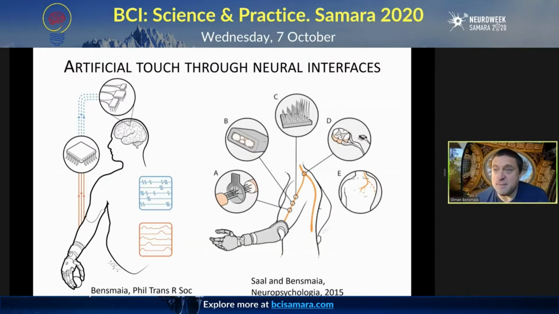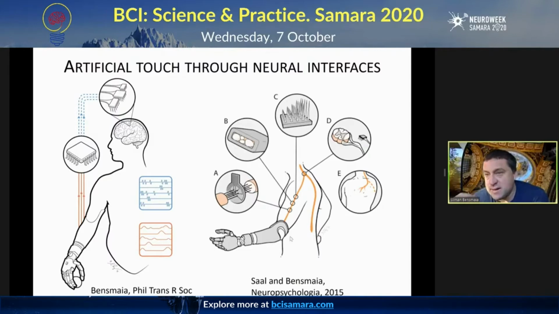But I'm going to talk now a bit about how to restore touch in amputees, and the reason why is because that work is more advanced than its cortical counterpart, and therefore can serve as a roadmap of what we expect to find on the brain-machine interface side.